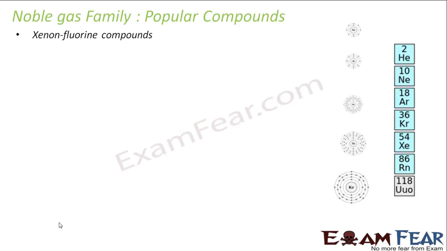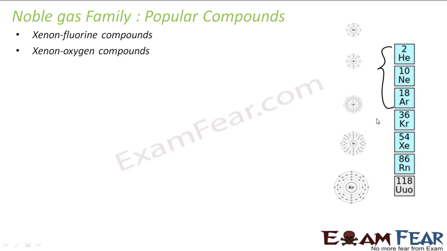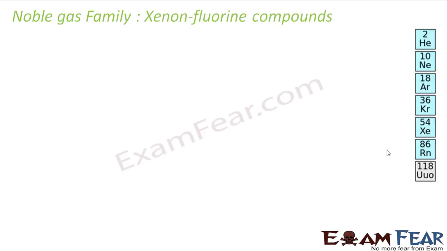Let's talk about the popular compounds of xenon. For xenon, we have xenon and fluorine compounds and xenon and oxygen compounds. Helium, neon and argon are not reactive, so we don't have any compounds. Krypton also is very limited in reactivity, so we don't have much. But for xenon, we have some. Radon is radioactive, so we don't have much compound there either. But for xenon, we have a few. So let's start with xenon and fluorine compounds.